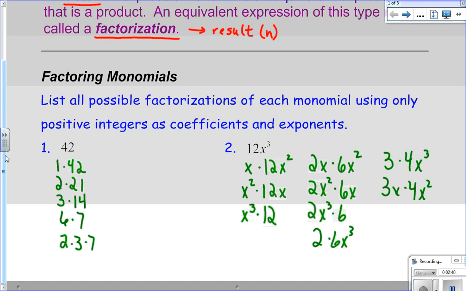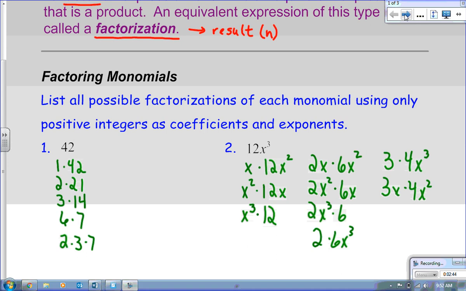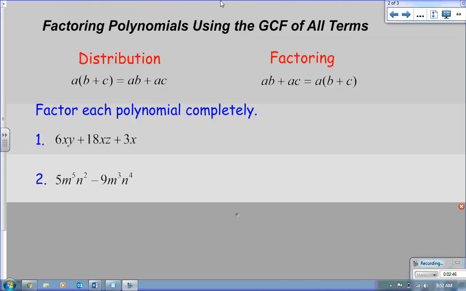For now, we'll go on and look at how to factor other types of polynomials. So if factoring monomials is just simply listing out the different factorizations, factoring polynomials, you have to think about using the GCF of all terms. Remember the letters GCF stand for greatest common factor. And to help you think about this, you can think about factoring as the inverse operation of distribution.